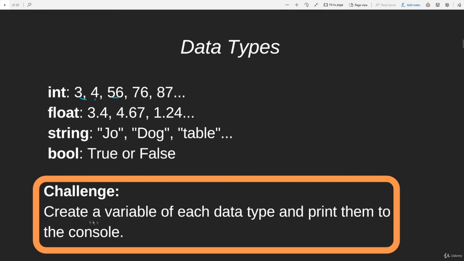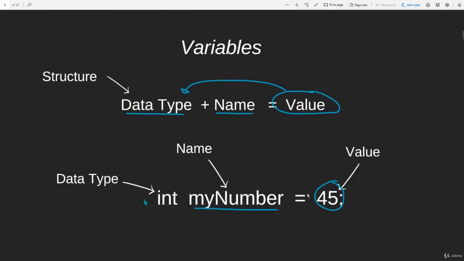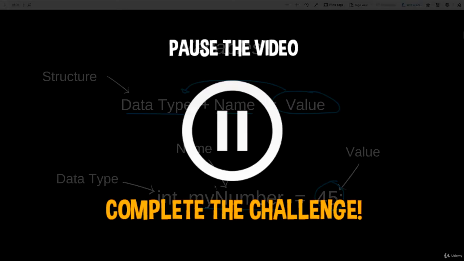So here is a quick challenge that I created for you. You have to create a variable of each data type and print them to the console. Pause the video and try to do it with the structure that I told you. You first create the variable, and then you print the variable to the console. Try to do it, pause the video, and I'll see you in a moment.